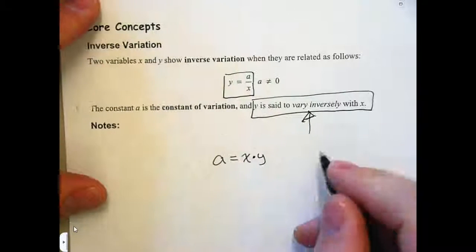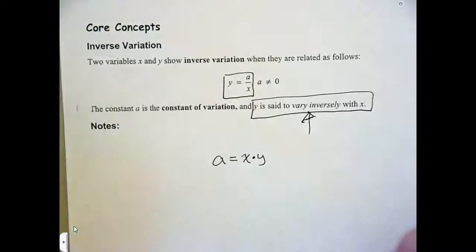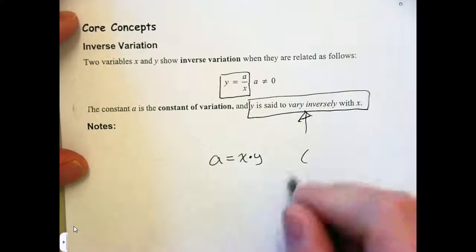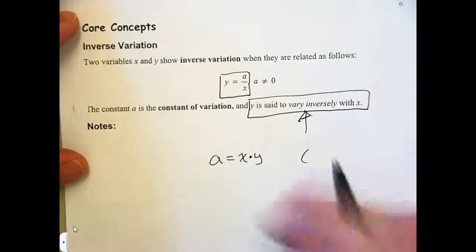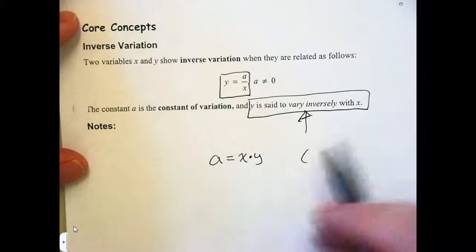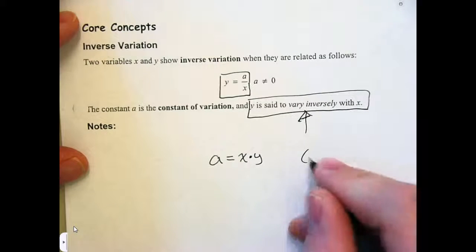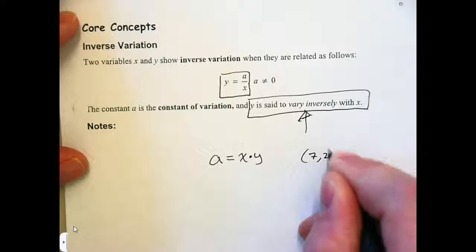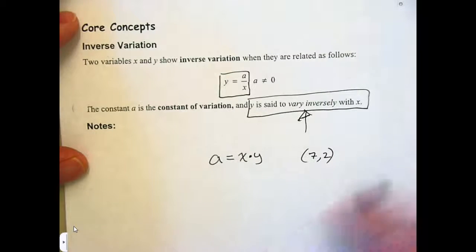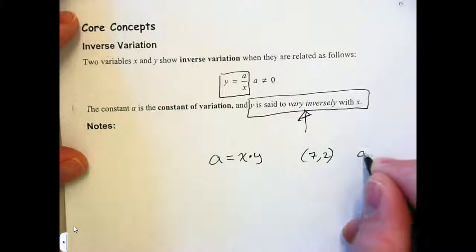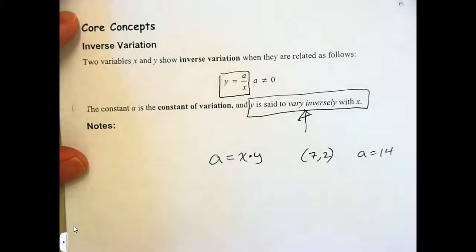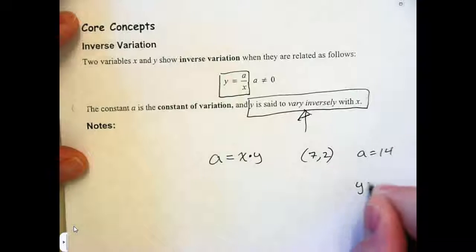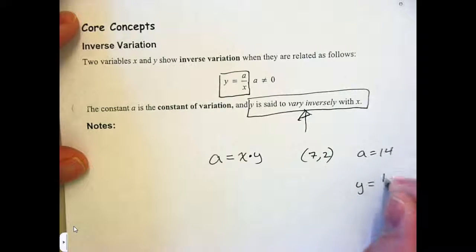How is that helpful? Well, let's say I give you a coordinate, and I tell you y varies inversely with x. I have to tell you that in order for this to work. So I say, hey, y varies inversely with x, and it goes through the point (7, 2). What is the equation? Well, a equals 14, so what is the equation? We say y equals 14 over x, because we found a.